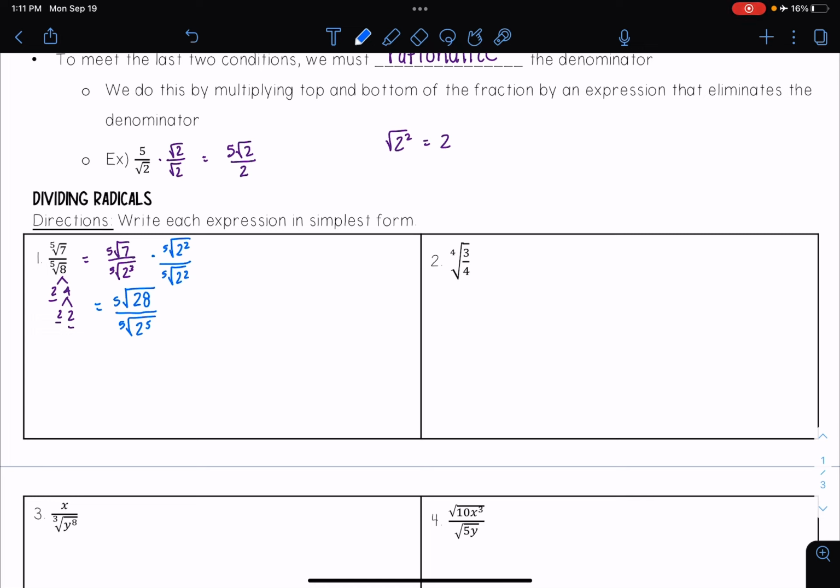And now those cancel each other out. Because remember, the 5th root of 2 to the 5th is the same thing as 2 to the 5th raised to the 1/5 power. So when I do 5 times 1/5, I get 1, or 2 to the 1st power. And so that means that this is equivalent to the 5th root of 28 over 2.